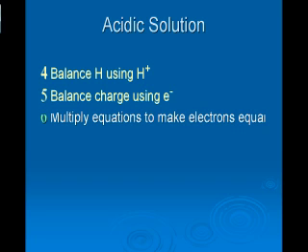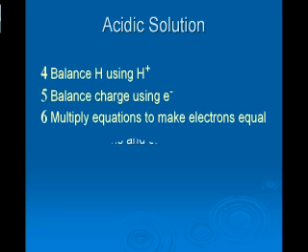Step number 6 then is to make the electrons equal. So if you have 2 electrons, for example, being lost in the first half reaction, 3 electrons being gained in the second, you would multiply the top reaction by 3 to make it 6 electrons and the bottom reaction by 2 to make it 6 electrons. So the key is getting the electrons equal.